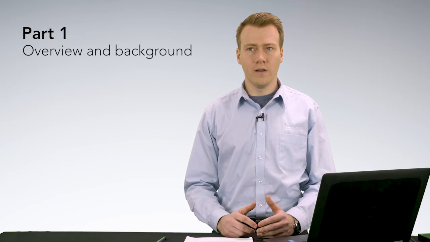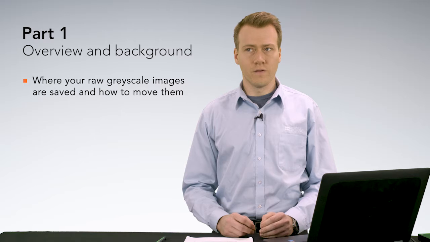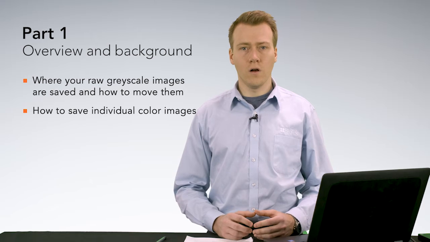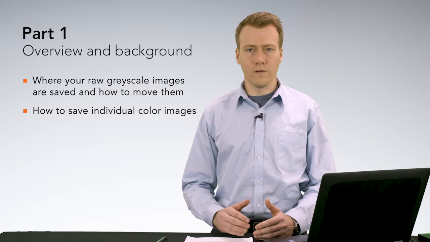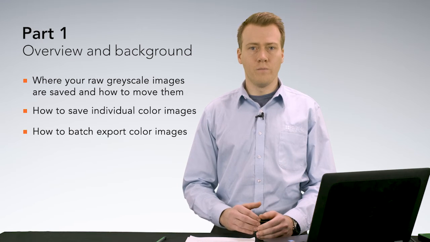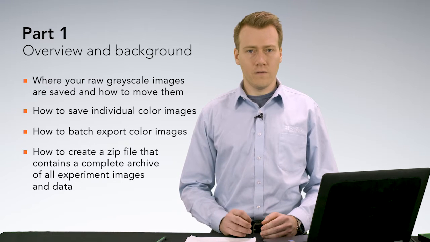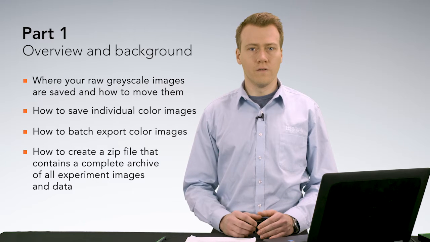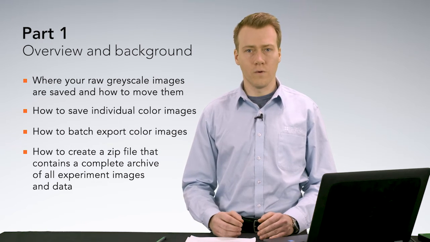Gen5 offers a range of tools to manage and share your images, and today I'm going to explain several topics related to that. First, I'll discuss where your raw grayscale images are saved and how to move them. Next, I'll talk about saving individual color images, which are overlays of those raw grayscale images. And then I will discuss how to batch export those color images. And finally, I'll talk about creating a single zip file that contains a complete archive of all the images in your experiment and the data that goes along with them.